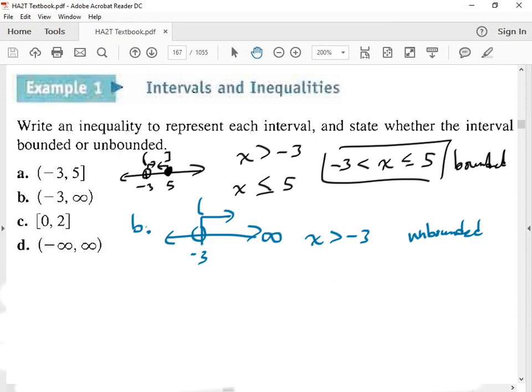Okay, all right, next interval, we have 0 to 2. So for 0 to 2, we would have a graph that looks like this. At 0 and then 2, bracket around the 0, bracket around the 2. So that means a solid dot at the 0, a solid dot at the 2, and then we connect them because they're pointing at each other. So how would I write this? Now because they're connected, I know it's a compound inequality like the one up here.